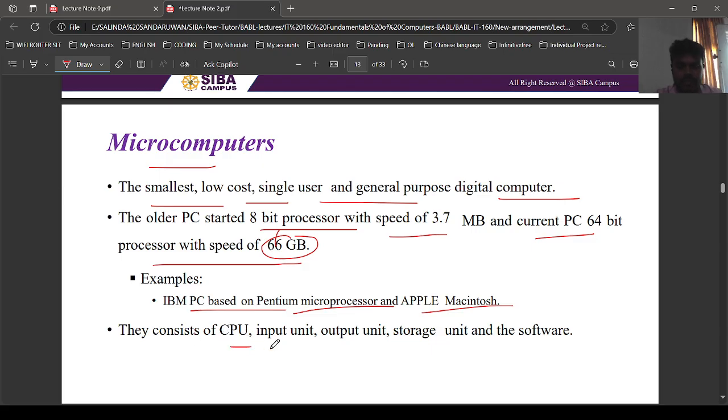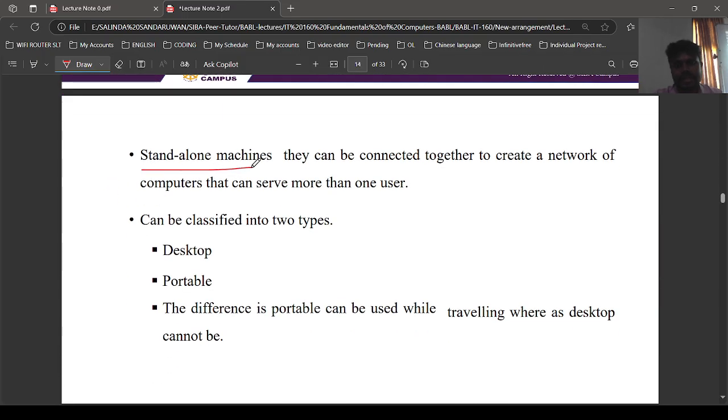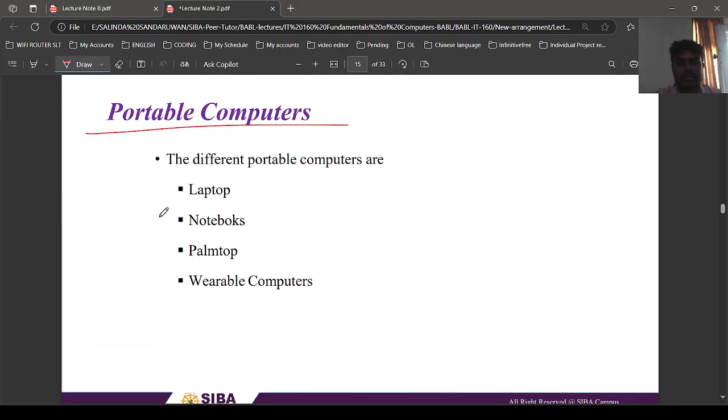They consist of a CPU, input unit, output unit, storage unit, and the software. These are standalone machines. They can be connected together to create a network of computers, like here we have in this lab. They can be classified into two types: desktop and portable. The difference is portable can be carried and used while traveling, but desktop cannot. And more about portable computers: laptops, notebooks, palmtops, wearable computers.